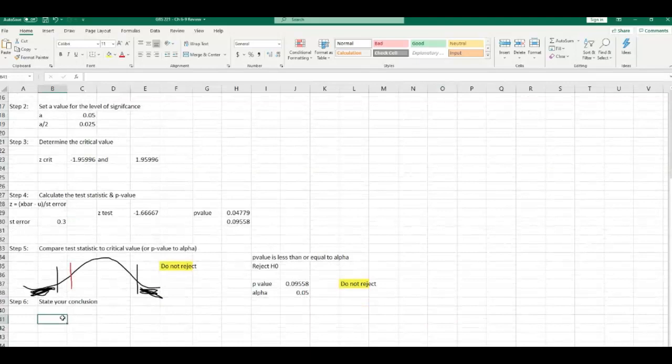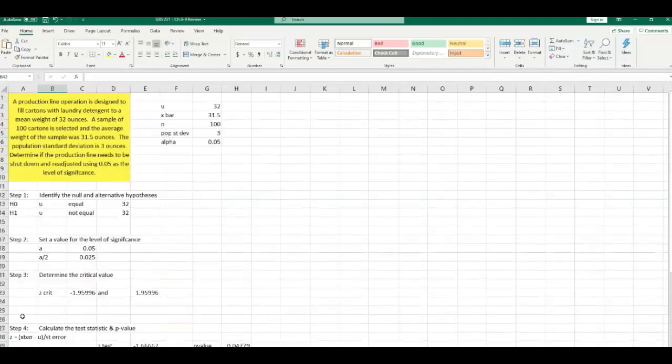So what's our conclusion, right? We said do not reject the null hypothesis. However, let's say you're doing this out in the real world, and your boss comes to you and says, okay, you just did all this work. What's your recommendation? And you tell them, don't reject the null. They're not going to know what you're talking about, right? You need to be able to put that into real terms.